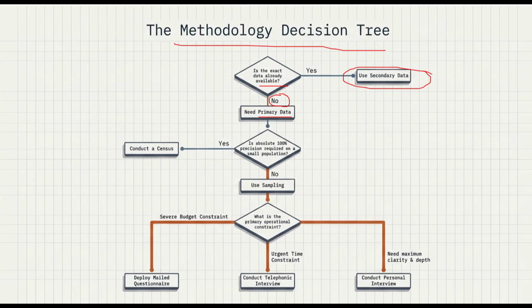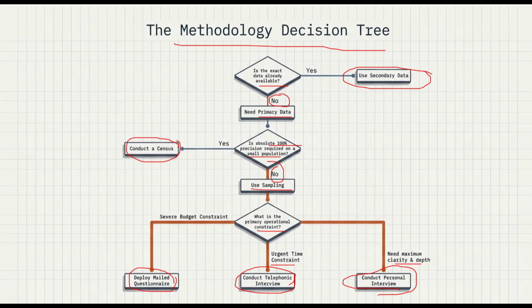So what is our next question? Is absolute 100% precision required on a small population? If yes, we have to conduct a census. If no, we can go for a sample. And what is the primary operational constraint? If we have a severe budget constraint, deploy a mailed questionnaire. What if it is an urgent time constraint? We can conduct a telephonic interview. And what if we need maximum clarity and depth? We can conduct a personal interview. So this is how usually researchers will fix their method of data collection. Got it?